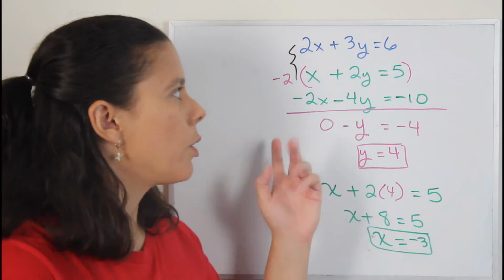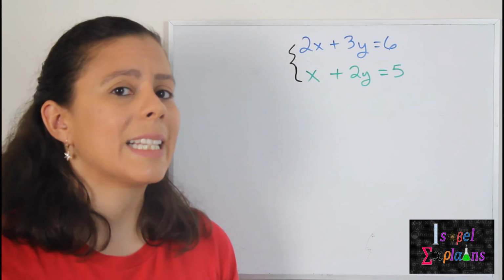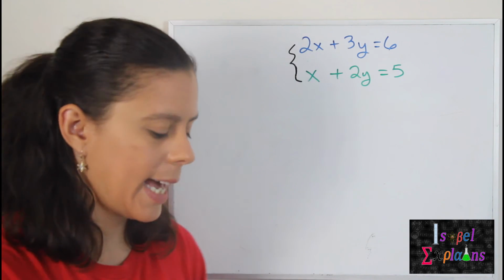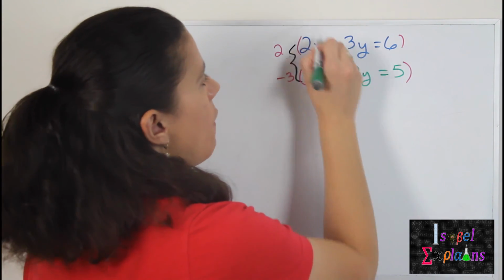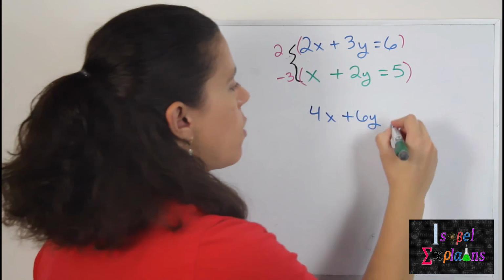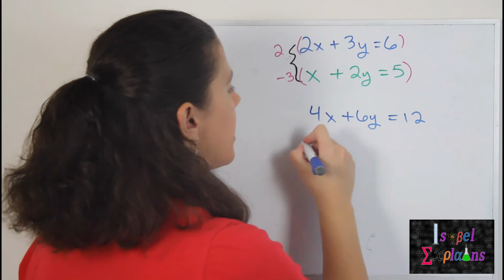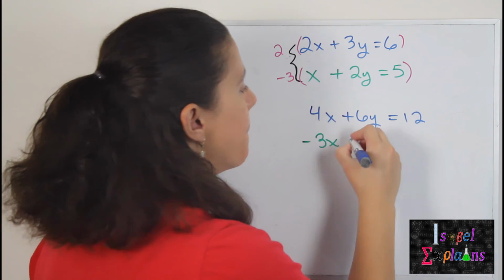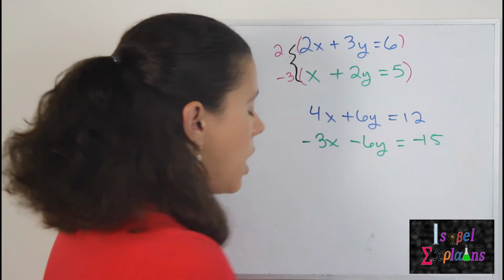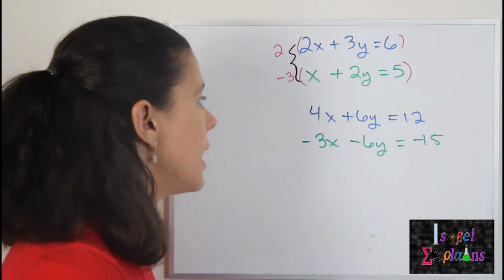Now let's try it with one of the other two versions that I mentioned earlier. As I mentioned, the other thing I can do is multiply the top by 2 and the bottom by -3. So I'm going to do exactly that. So I can just rewrite this as 4x plus 6y is equal to 12. And the bottom one, I'm going to rewrite it as -3x minus 6y is equal to -15. Why do I do that? Because now in this case, I'm going to be eliminating the y instead of the x.